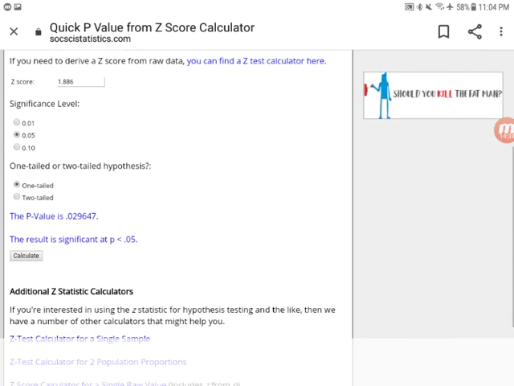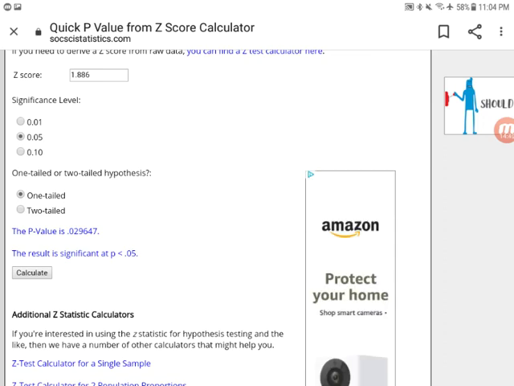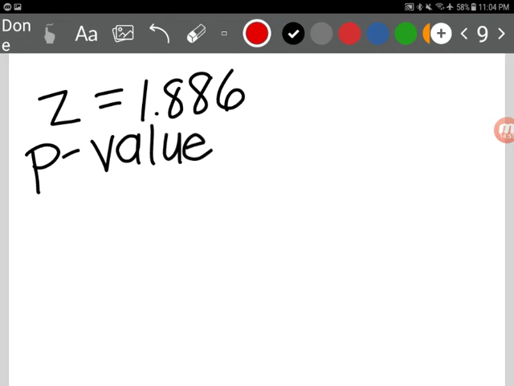And it will give me my p-value. The p-value is 0.029647. So very easy way to identify the p-value. So the p-value is, and I'm going to round it a little bit, 0.029647, 0.03, and I just rounded off my answer.